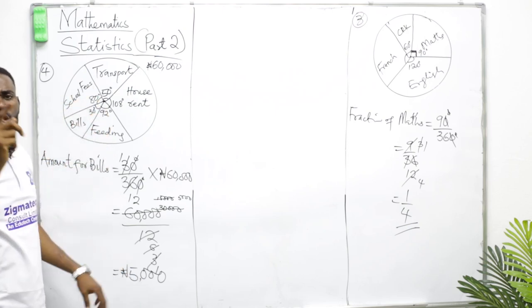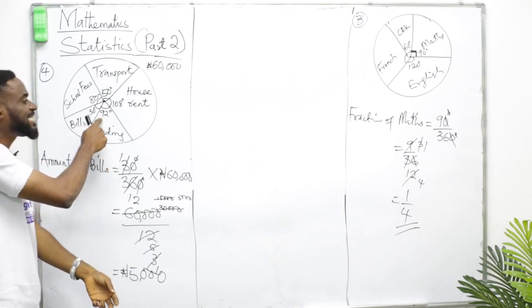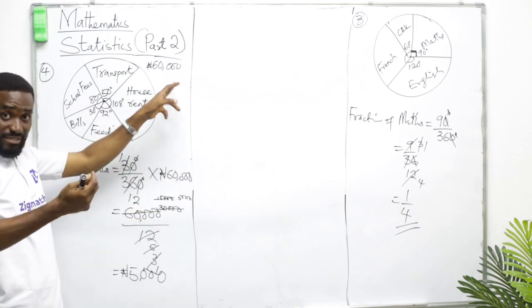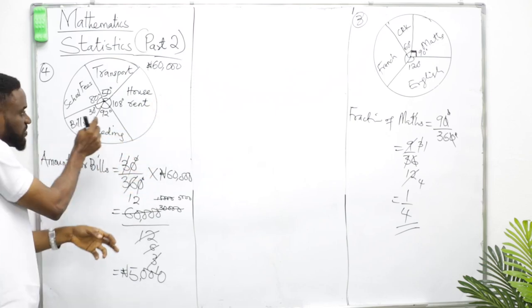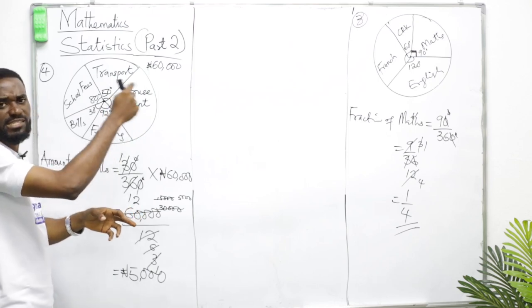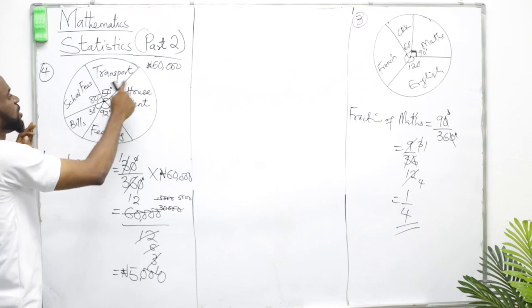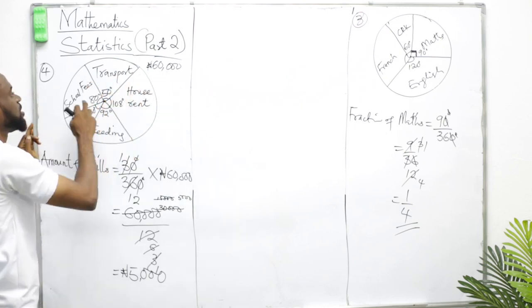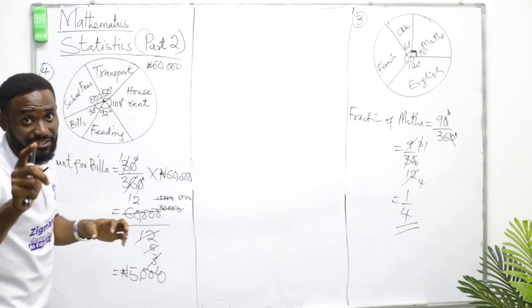5,000 naira. If you want to get what the real value for feeding is, you do 92 divided by 360 times his income, the total income. It will give you the real value here. If you want to get for rent, 108 divided by 360 times 60,000. If you want to get for transport, 50 over 360 times 60,000, 80 over 360 times, that's how you get the real value. You can try that, okay?